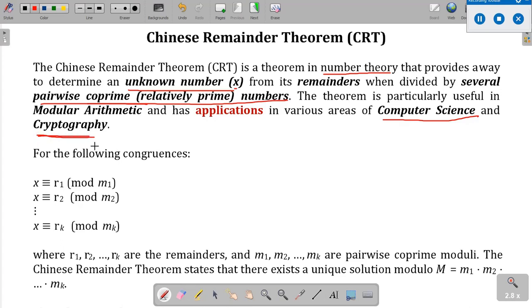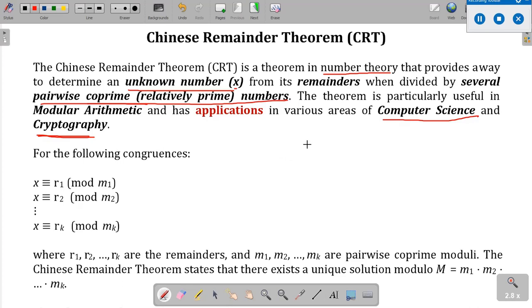This theorem is used to find the unknown number that is called x, and it is a part of number theory. It calculates the unknown number from its remainders, when we divide the given number by several pairwise co-prime, relatively prime numbers. What are co-prime numbers?